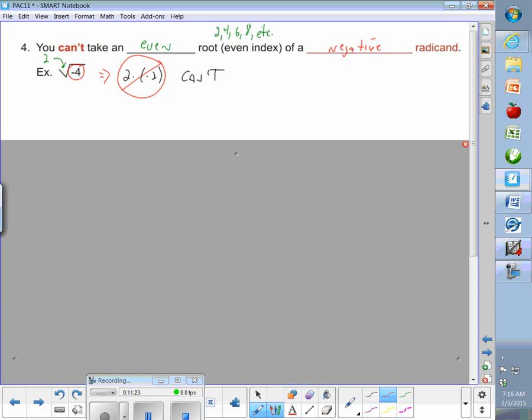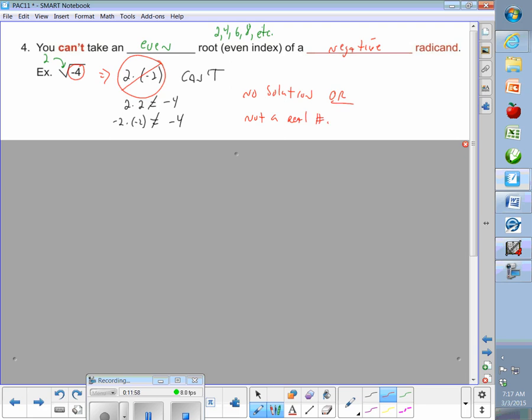The first one's positive, the second one's negative. You can't do that. Your only possible choices are +2 times +2, and that doesn't equal -4, or -2 times -2, and that doesn't equal -4. Nothing works. There are no real numbers that work. So what we say is no solution, or we can say not a real number. No solution or not a real number.